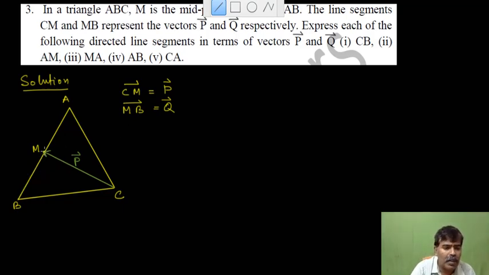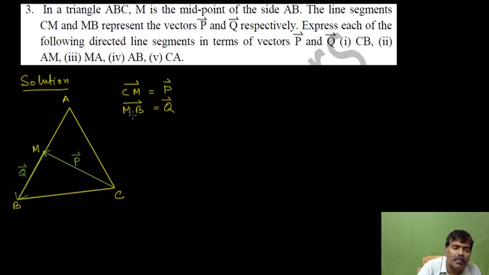So again, M to B. So this is Q. Now the thing is, M to B it's vector Q. Let me write it a little closer. And we need to express each of these, right? That means first take CB. So CM is, this is the initial situation, and from these we need to express.